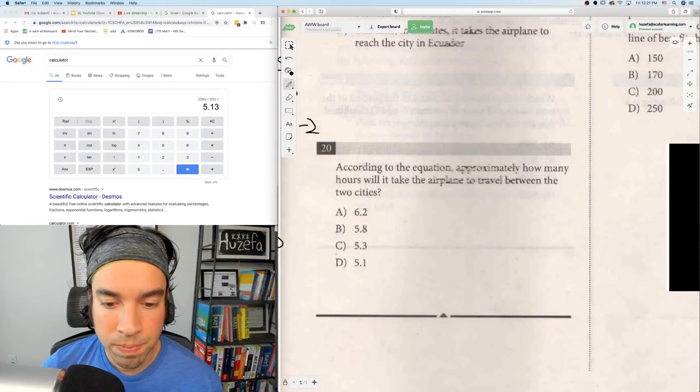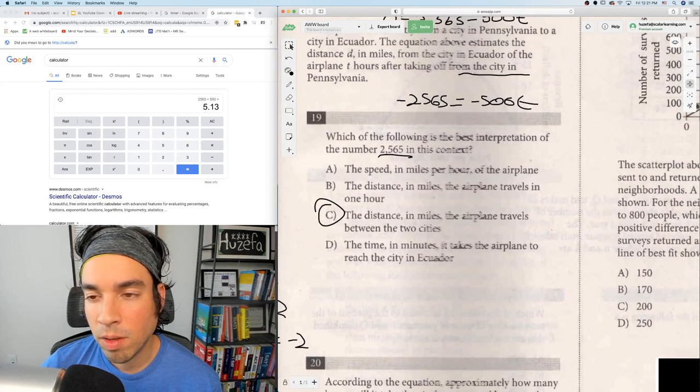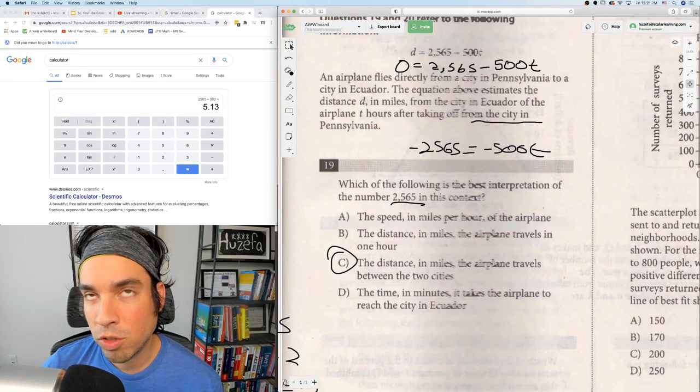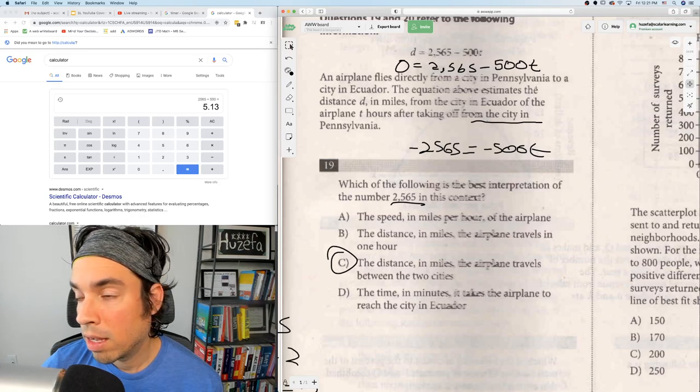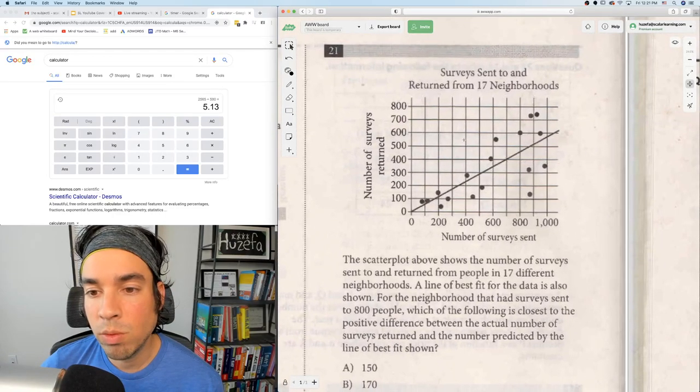There it is. That makes sense, right? 5, and that's 2500. 0.1 is 50, and that's about right. Yeah, I feel that's good. 21.